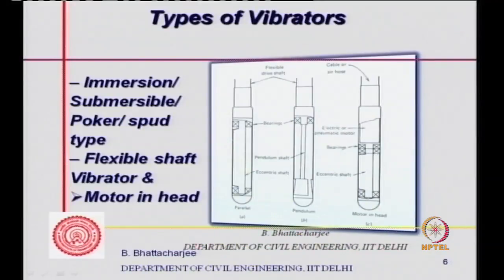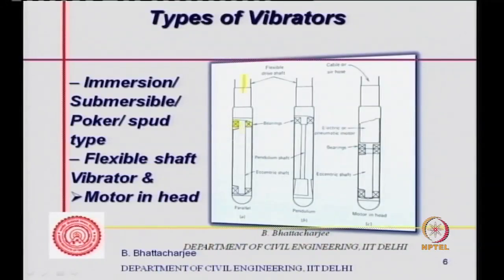For example, you can have a bearing here, a flexible drive shaft, which is normally a spring which can rotate. The shaft itself is a spring which will be rotating, connected to a motor, and then there are the bearings, and this is the eccentric mass, or the eccentric shaft. There is a bearing here.